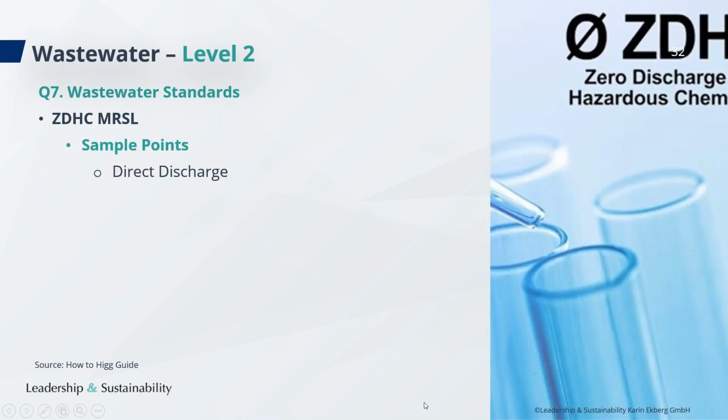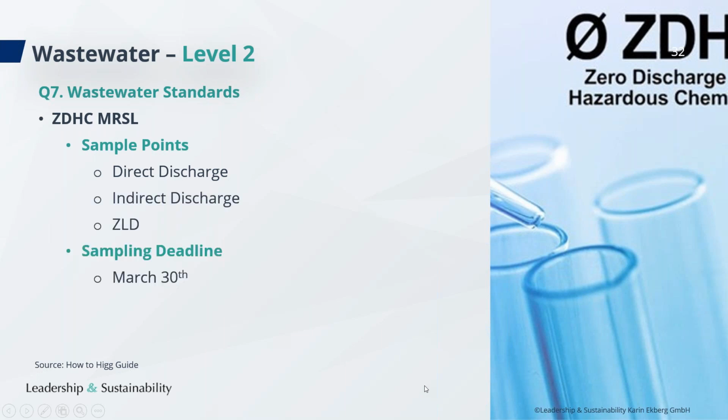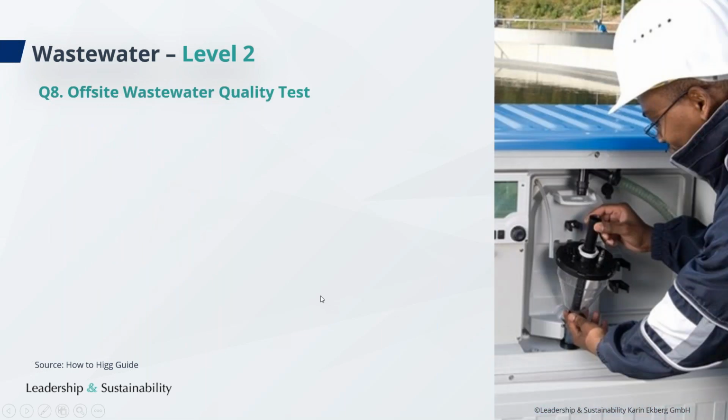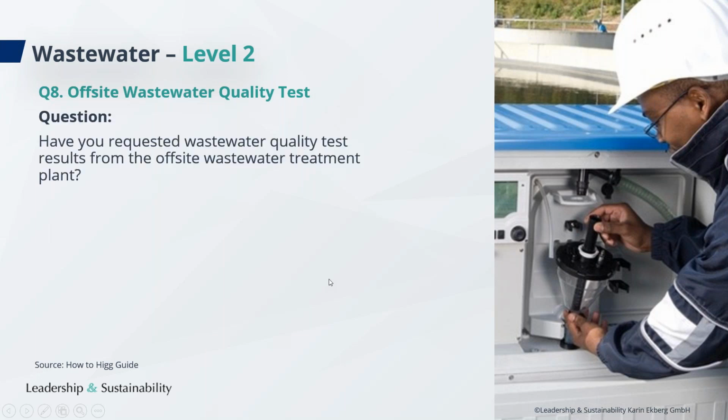And finally, for the SETI@C, we also have several different questions related to the sample points and the deadlines. So those are the deadlines if you are reporting according to a brand who is a member of SETI@C. Then you will have certain sampling deadlines, March 30th, and also the July 2nd. And next question, number 8. So this is the second question at level 2, is about the offsite wastewater quality test.